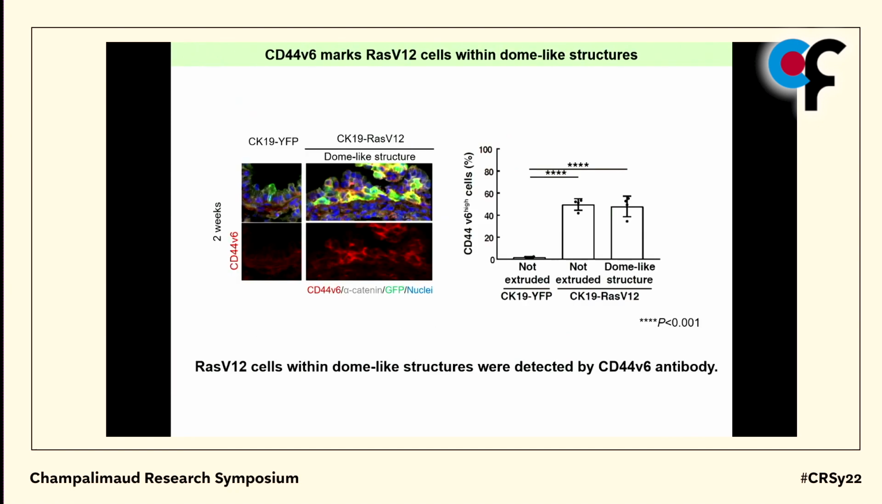We also found that in the mouse model system, the basally delaminated Ras cells in a dome-like structure were stained with CD44v6 like this. So this is the projection data. CD44v6 marks RasV12 cells within the dome-like structure. So now we have a putative marker for the dome-like structure. Then we examined human specimens.